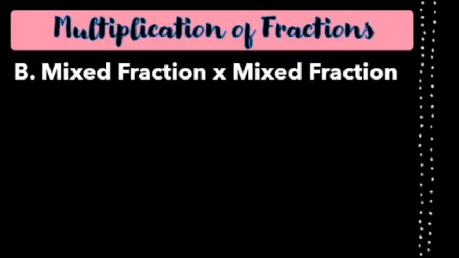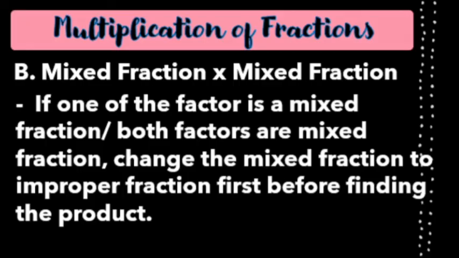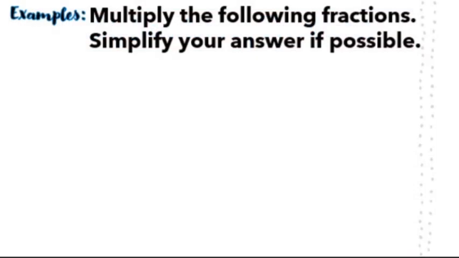Next is multiplying mixed fraction by another mixed fraction. If one of the factor is a mixed fraction, or both factors are mixed fraction, change the mixed fraction to improper fraction first before finding the product. Let's put it in examples. Multiply the following fractions. Simplify your answer if possible. Number 1, 2 and 3/5 times 1 and 3/4.